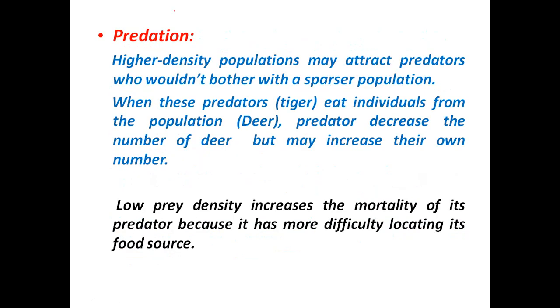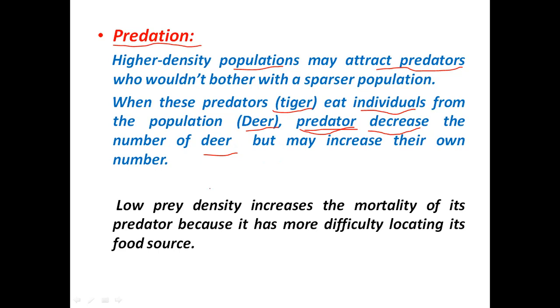Then we have another density dependent factor, that's predation. Predation is killing another individual for food. High density populations attract predators as compared to low density populations. For example, when a predator like a tiger attacks or kills a deer, what will happen to the predator population? The predator population will increase, but the deer population will decrease, because the tiger is killing the deer, and the tiger population will go on increasing.